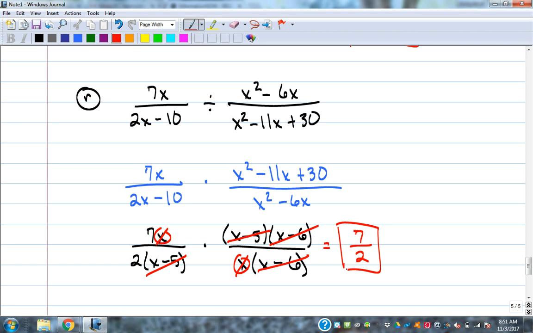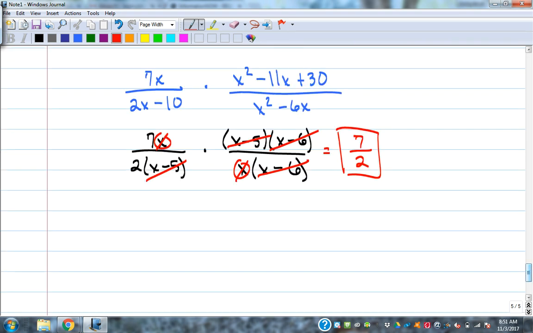Division, not any harder than multiplication, just one extra step. Flip the second one, multiply. Okay, so no need in doing 20 examples of that for sure.